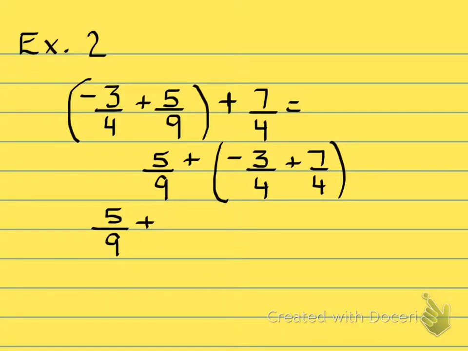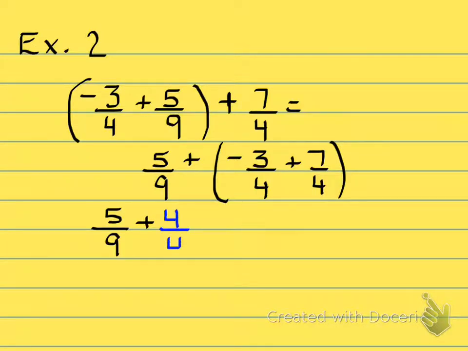And since we have a common denominator with the fourths, we now can say -3 plus 7. I'm sorry, our signs are different. So we're going to take the sign of the larger absolute value, which means it's going to be positive, and we're going to find the difference. So 7 minus 3 is going to be 4.